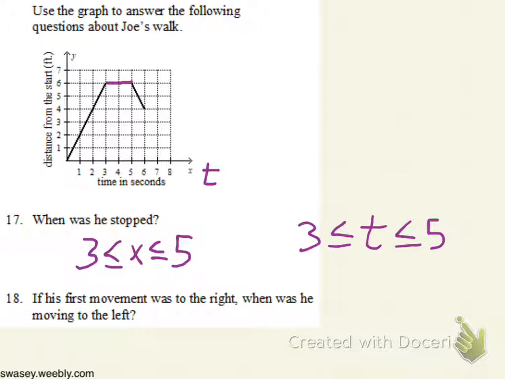And then 18, if his first movement was to the right, when was he moving to the left? So his first movement to the right took him away from the starting point. So it's this portion here where he's going back towards the starting point. And so that would be from 5 to 6 seconds. Again, based on the way I have it labeled, you might have X or you might have T, just knowing that T often represents time.